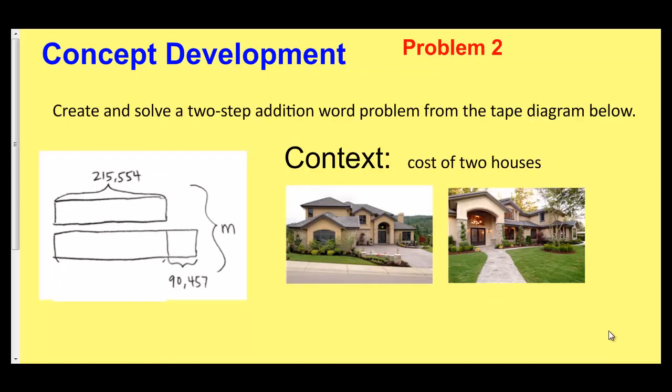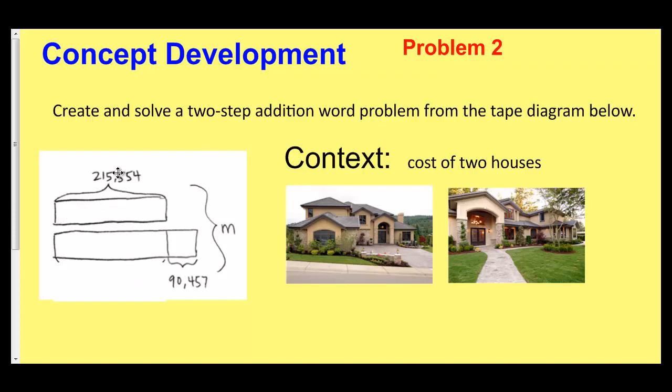Okay, moving on to problem 2. We're going to create and solve a 2-step addition word problem from the tape diagram below, and our context this time is the cost of 2 houses. So I want you to pause the video, and I want you to try to think of a word problem that you could use that is around this diagram. So I want you to notice that, first of all, we're comparing 2 items.